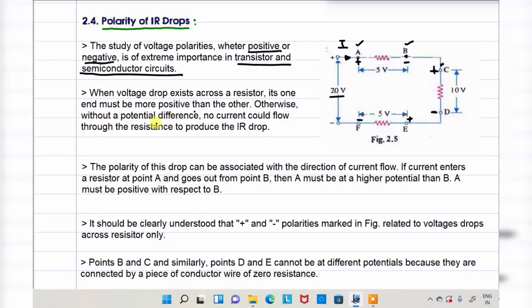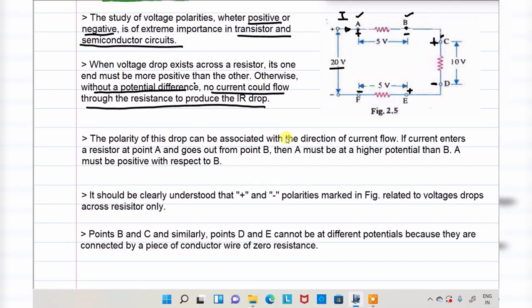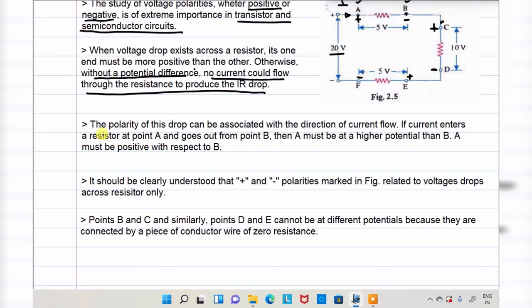For example, if there is no potential difference, no current will flow through the resistance to produce the IR drop. Everyone remember, the current will flow from the highest potential to the lower potential. These polarities show that whenever potential differences occur, only then will current pass through this circuit properly. Okay, are we clear about these two points? Next we are moving to the next one.